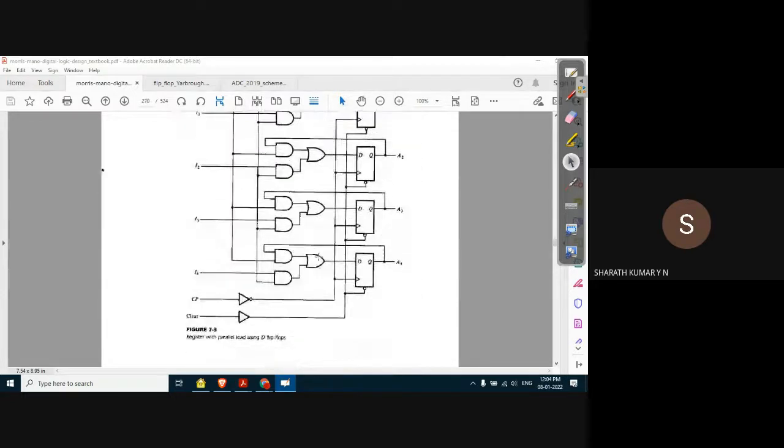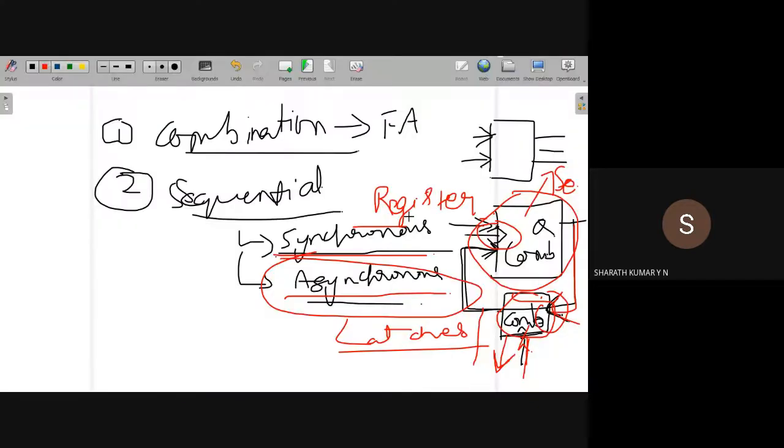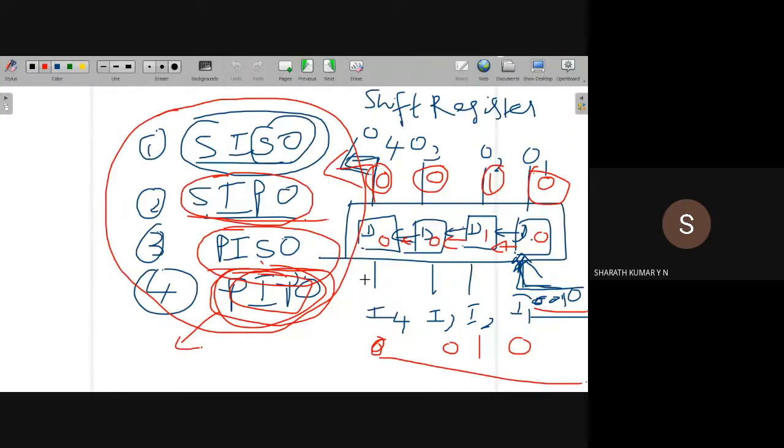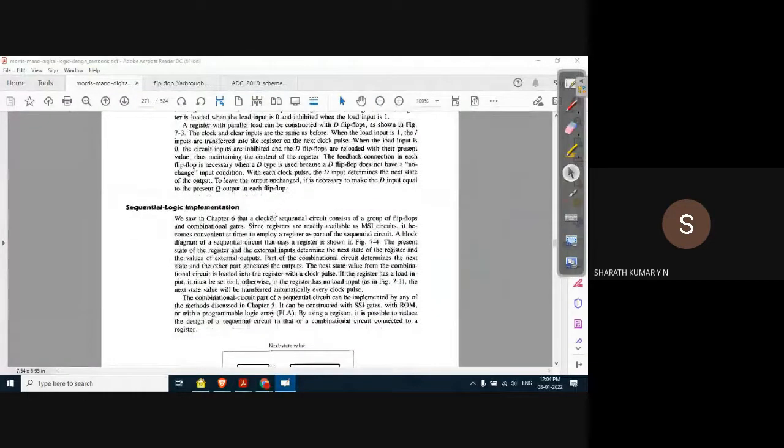You can go through this text. Here there is a definition given. This type of transfer is called a parallel load transfer because all the bits of the register are loaded simultaneously. That's why it's known as a parallel register. This we discussed. In this example, we discussed a parallel register where we can apply all the inputs at the same time.